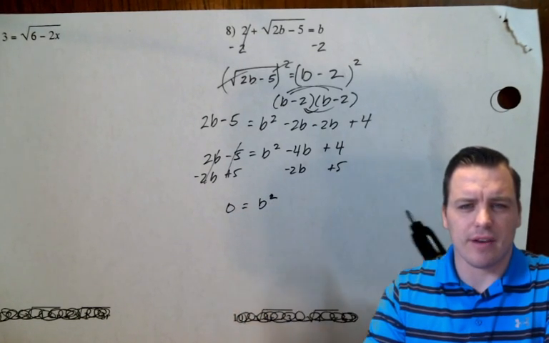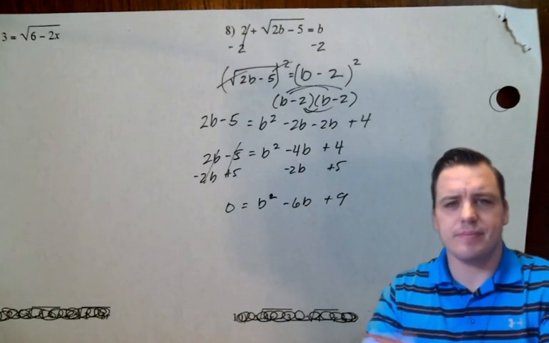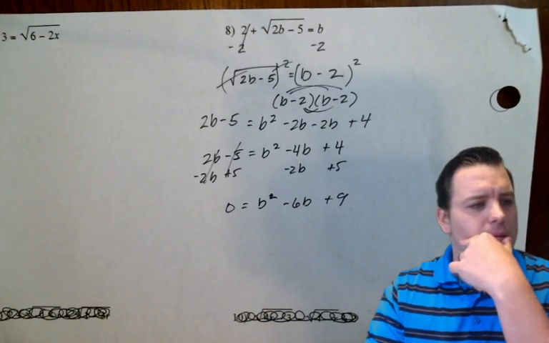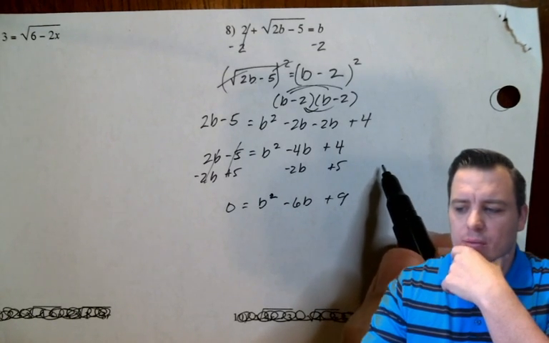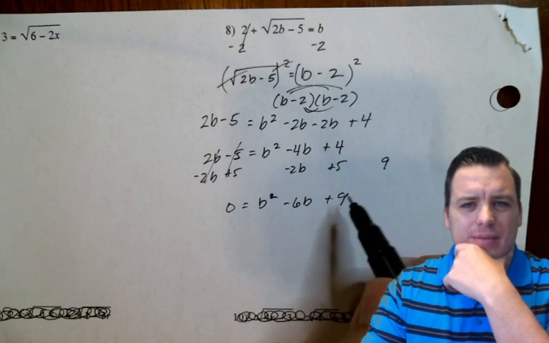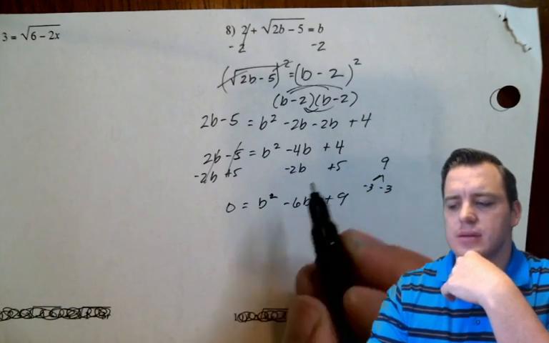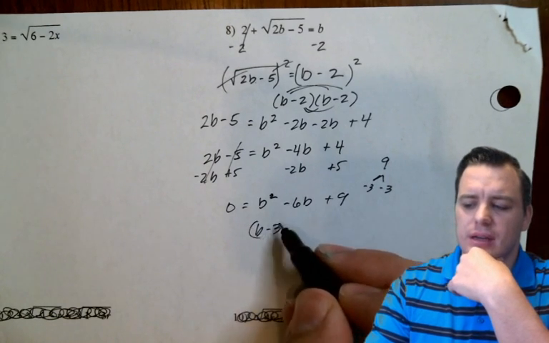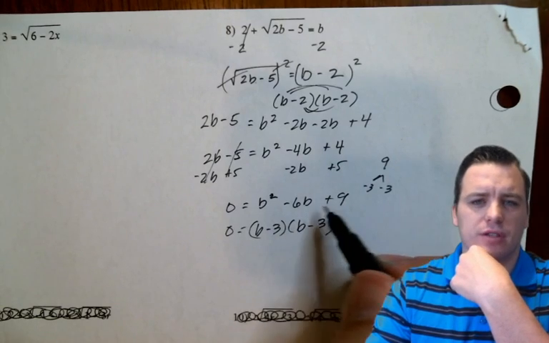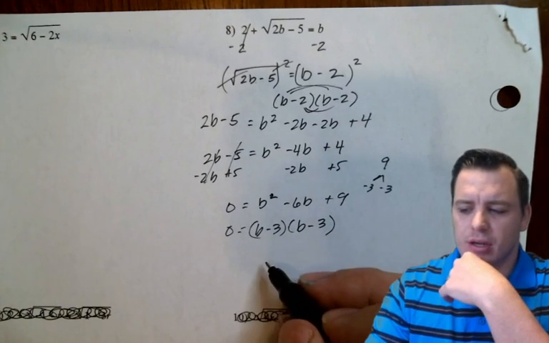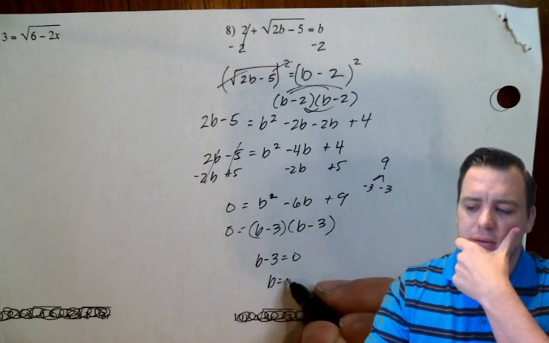Now I'm going through it kind of fast because I assume you have some of it. Minus 6b plus 9. And then what will multiply to be 9 but add to be negative 6? That should be negative 3 and negative 3. So b minus 3 and b minus 3. That's a perfect square trinomial when you have the same factors. So b minus 3 is equal to 0, and then b is equal to 3.